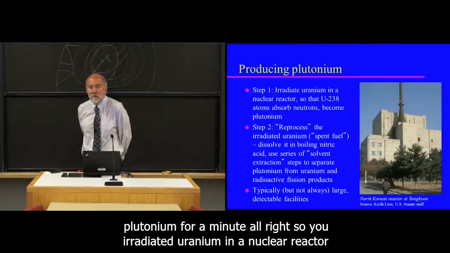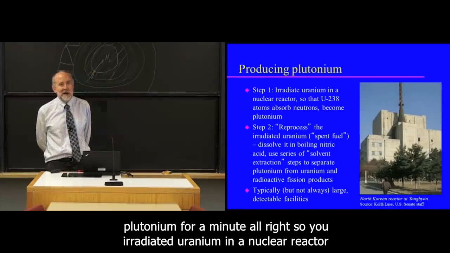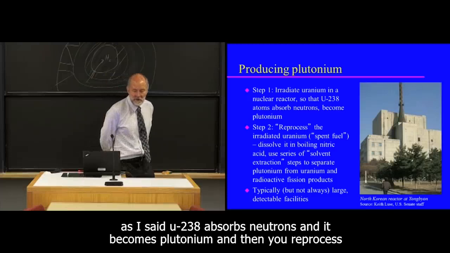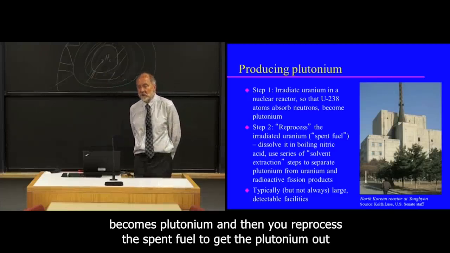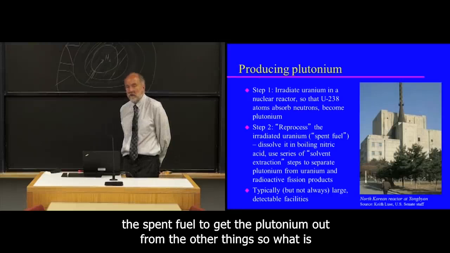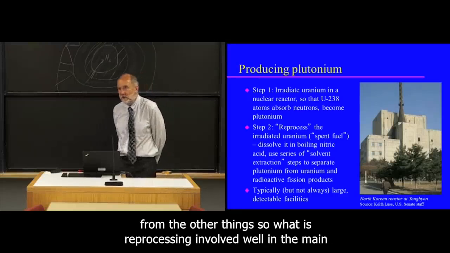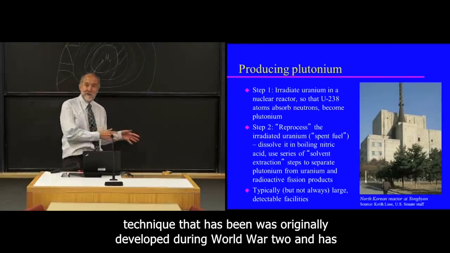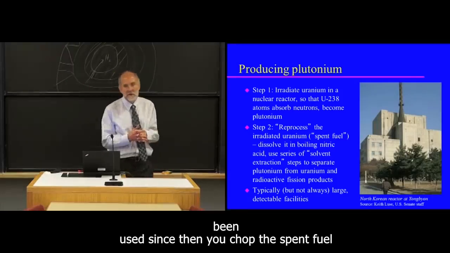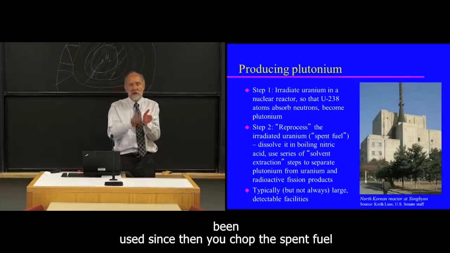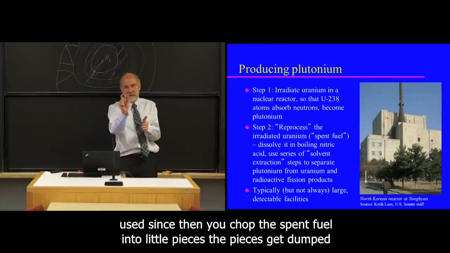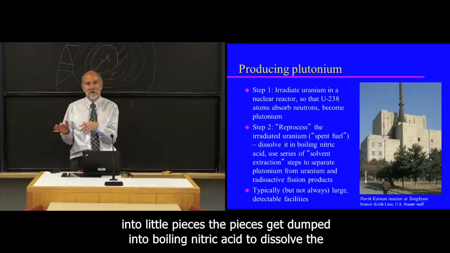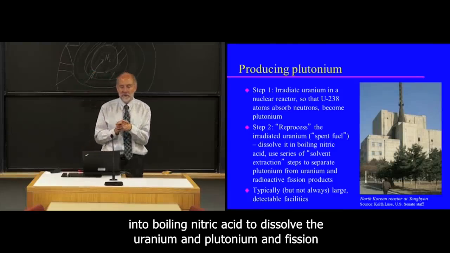All right, so you irradiate uranium in a nuclear reactor, as I said. U-238 absorbs neutrons, and it becomes plutonium. And then you reprocess the spent fuel to get the plutonium out from the other material. So what does reprocessing involve? Well, in the main technique that was originally developed during World War II and has been used since then, you chop the spent fuel into little pieces. The pieces get dumped into boiling nitric acid to dissolve the uranium and plutonium and fission products.